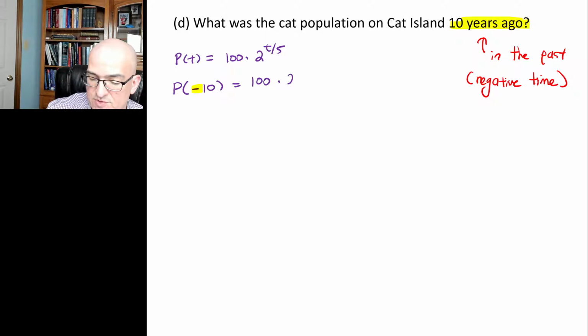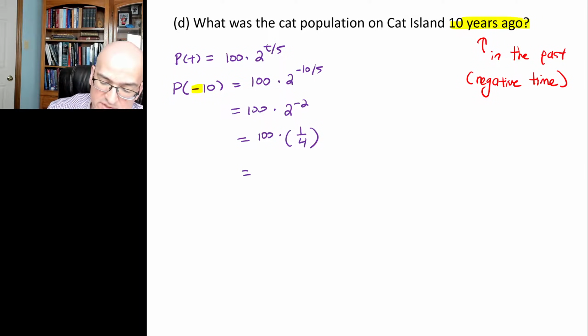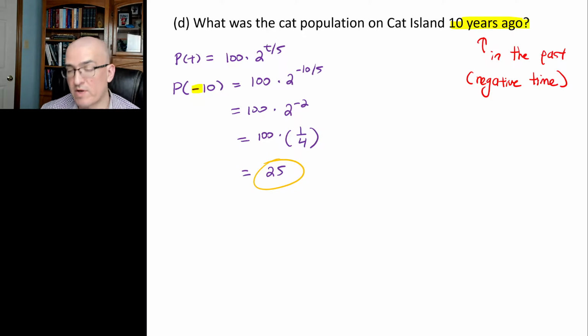So 100 times 2 to the negative 10 over 5. 100 times 2 to the negative 2. So 100 times 1 over 4. Bringing that negative power down as a positive power, and 2 squared being 4, which is 100 over 4, 25. Or we can undouble twice. Undoubling once brings us to 50. Undoubling again brings us to 25. We're undoubling twice because 10 years ago was 2 undoubling periods. It's a doubling period of 5. All right, and we'll continue with finance examples in the next video.